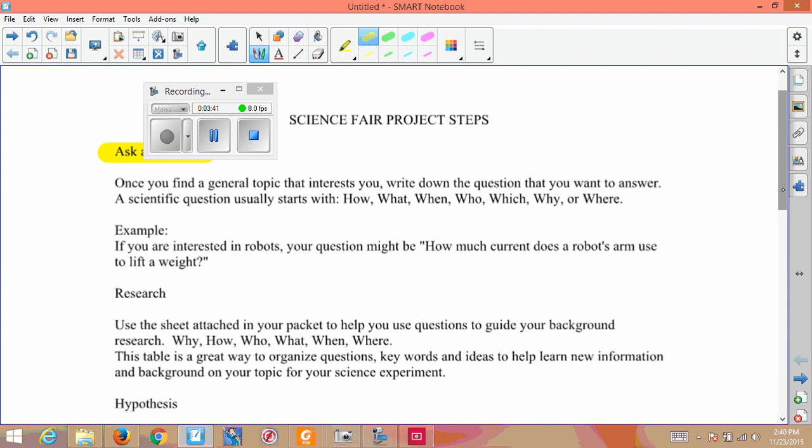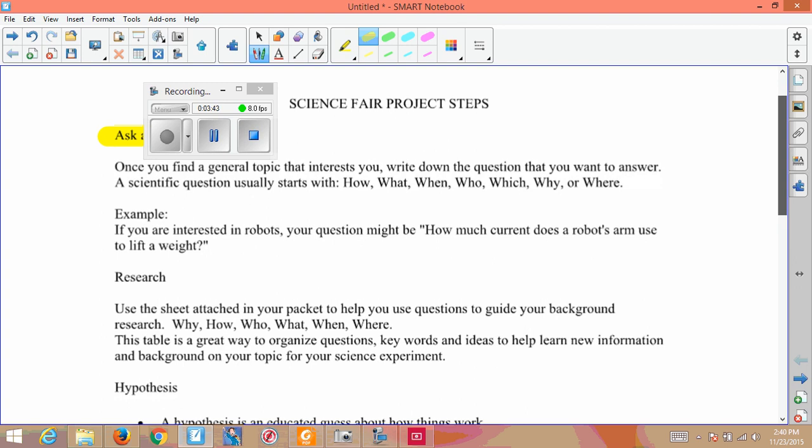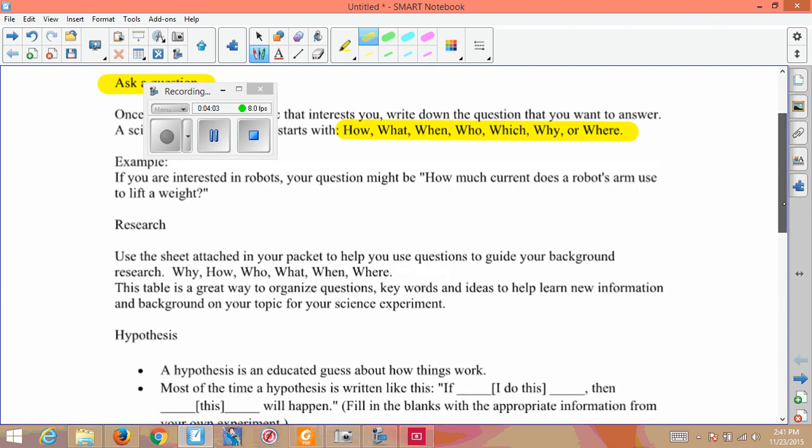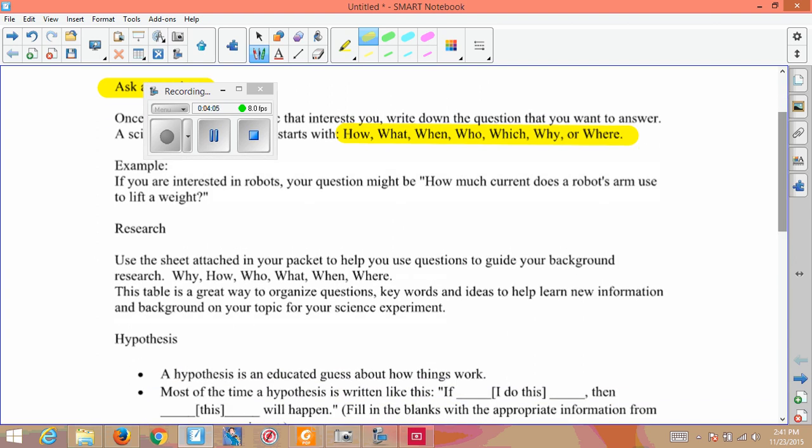So we're usually going to start with how, what, when, who, which, why, or where for our question. The example they give: how much current does a robot's arm use to lift a weight? Now that's your question. That's what you're starting with. Maybe you observed a robot arm lifting something and you decided to investigate how much current it takes for the robot arm to do that.